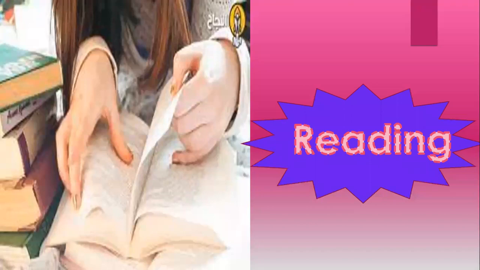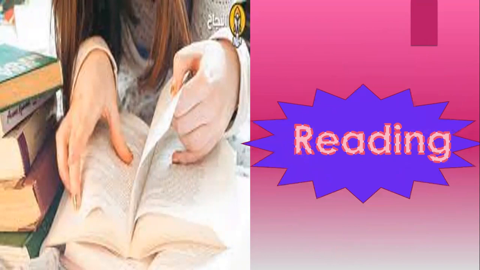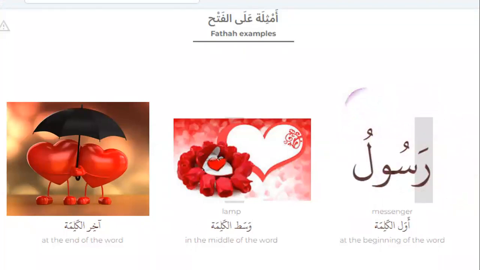Now let's go to the second skill. To develop the second skill today, reading. Let's practice to read words with letter Ra. Fatha example. Try to read. Can you read this word? What is the sound of Ra? Ra. Fatha. Ra. Yes.